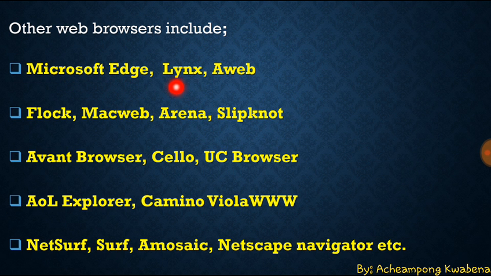Then we have Lex, we have eWeb, we have Flock, we have MegaWeb, Arena, Slipknot, Avant browser, Cello, UC browser. I hope you are familiar with UC browser. Then we have AOL Explorer, we have Camino, then we have Vula www, we have NetSurf, we have Surf, we have Mosaic, then we have Netscape Navigator. So all these are some few examples of browsers which are used or installed on computers to display web pages.